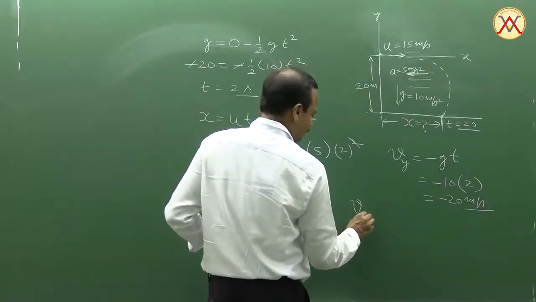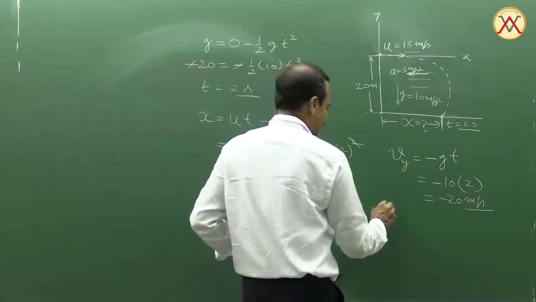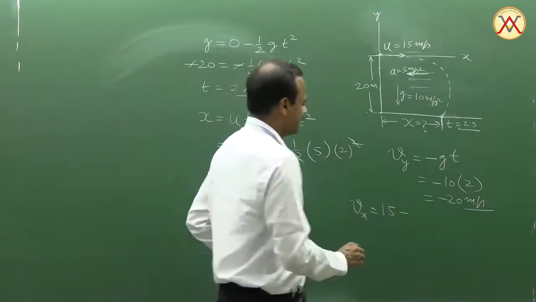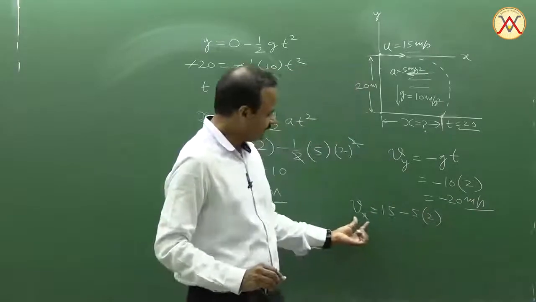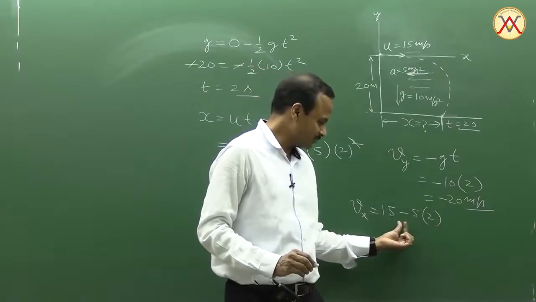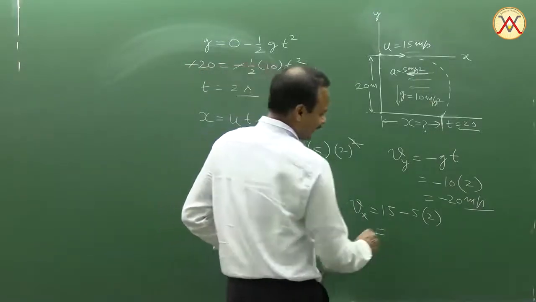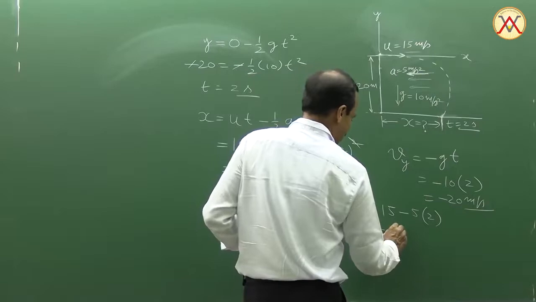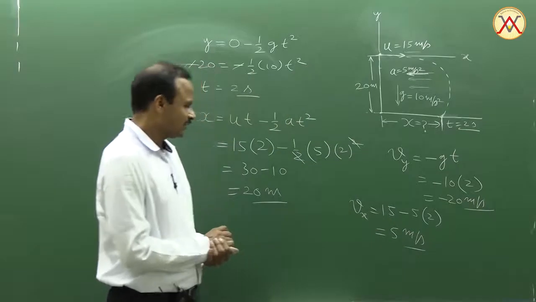And about the x component of velocity, we have to use the first equation of motion. u is 15, so 15 minus 5 into t, which is 2. I have used V_x equal to u_x plus a_x t. a is minus 5, u_x is 15. So I am getting this to be 15 minus 10, equal to 5 meters per second. So that is the horizontal component of its velocity.